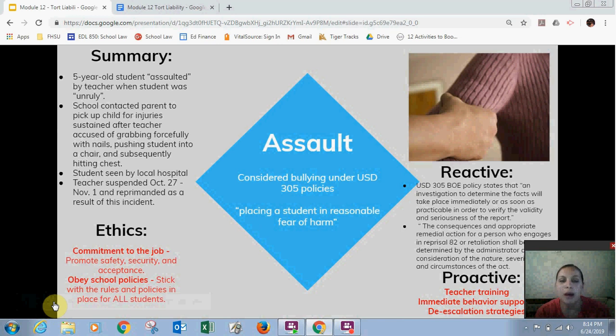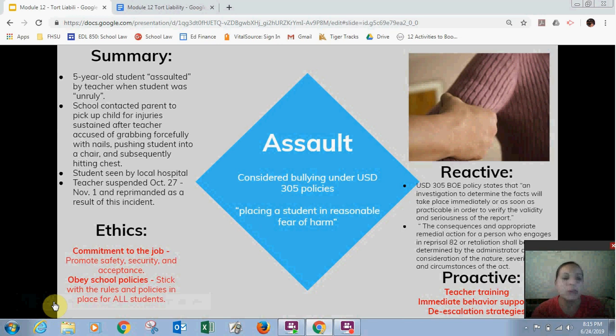So with this school, the teacher assaulted a 5-year-old student when they were being unruly. The claim is that the teacher grabbed the student physically by the arm, pinched with nails, left bruises, shoved the student into a chair, causing bruises across the chest, and there was crying, and she actually called someone in to help assist with this student.